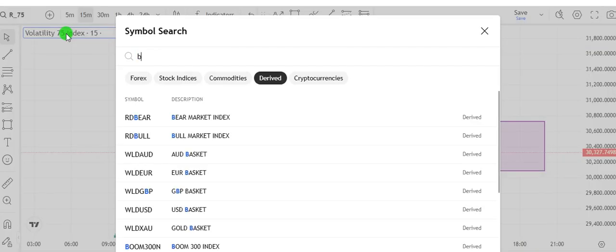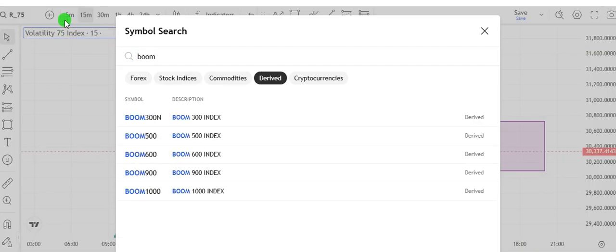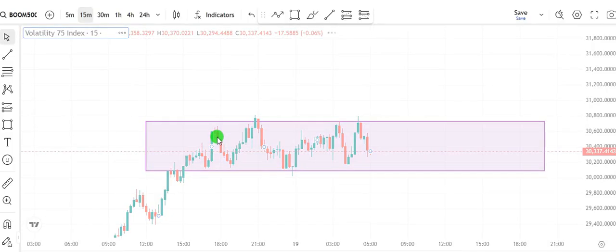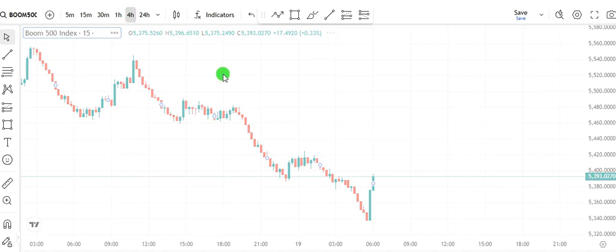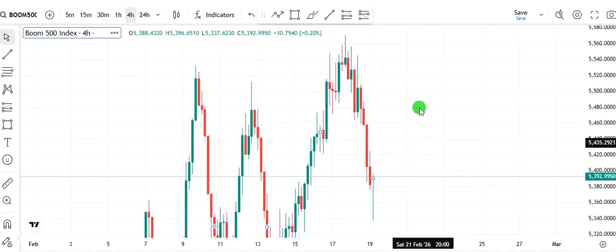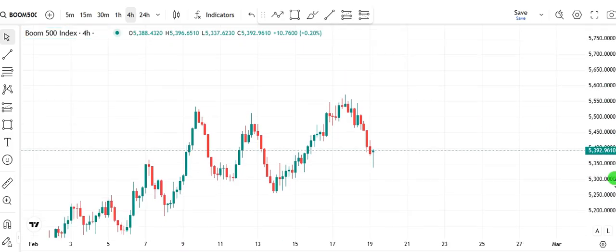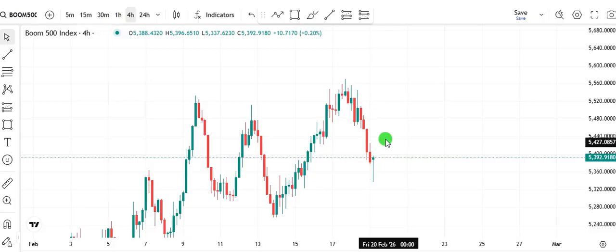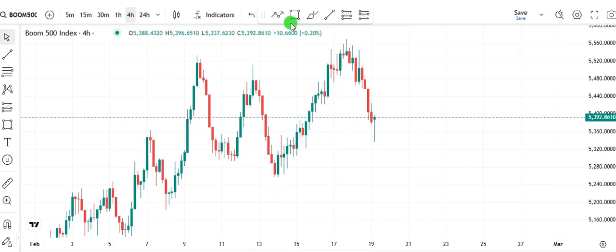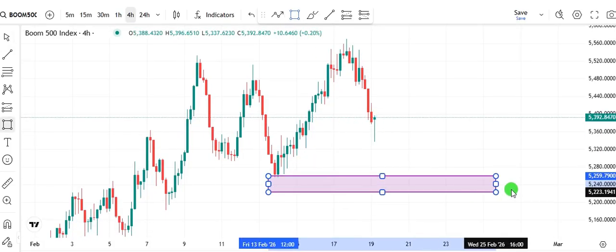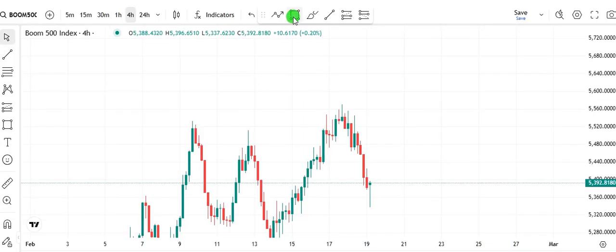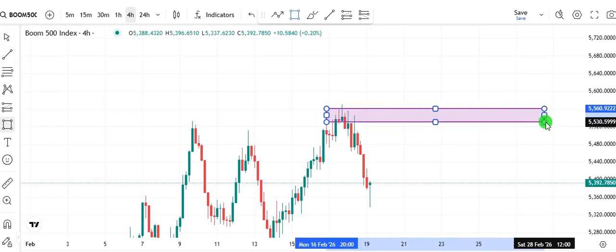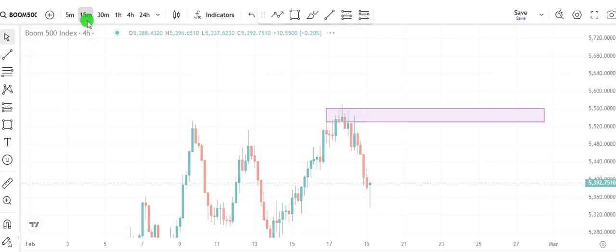Let's go to Boom, where we'll be using Boom 500. Let's go to the 4-hour chart. It's looking bearish. Let's see if it continues this bearish pattern or goes bullish. Remember, if it continues the bearish pattern, this is going to be our next stop. But if it continues bullish, then this is going to be the next stop. Okay, let's go to the 15-minute chart and see what's going on there. Which structure are we seeing? Is it bearish or bullish?